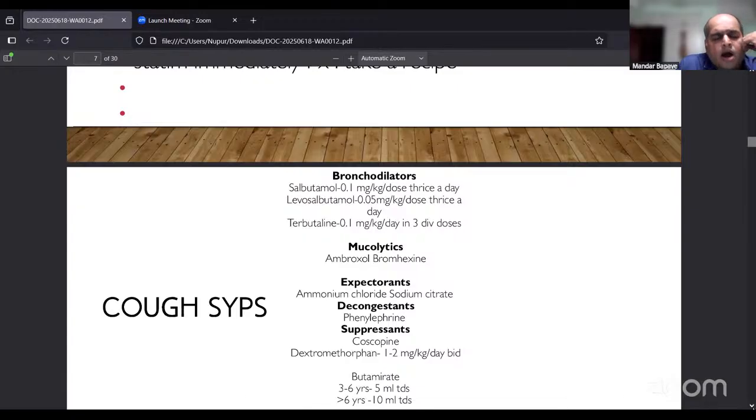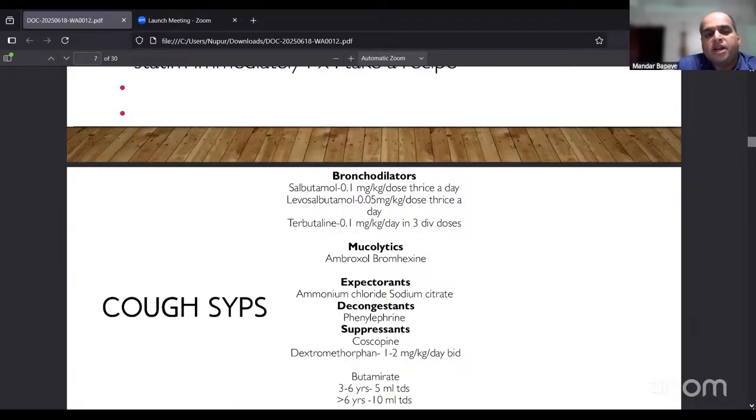So how do we decide the doses of cough syrups? There are combinations of bronchodilators and mucolytics. There are combinations of bronchodilators, mucolytics, and expectorants. There are plain bronchodilators available. There are combinations of decongestant and antihistamines, decongestants and suppressants, suppressants and antihistamine, antihistamine and mucolytics, and suppressants and expectorant given together. So weird combinations are available. But how to decide the doses?